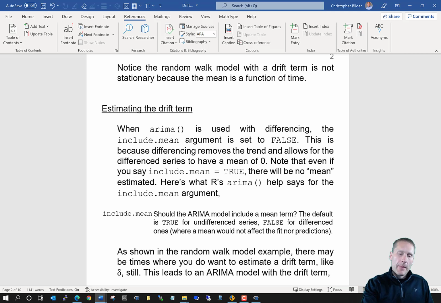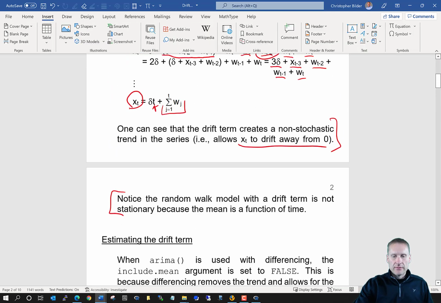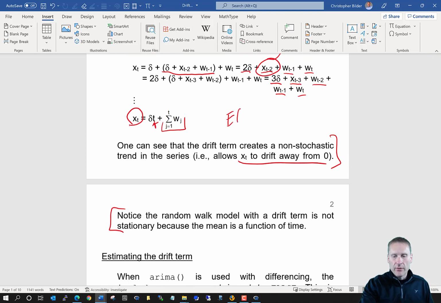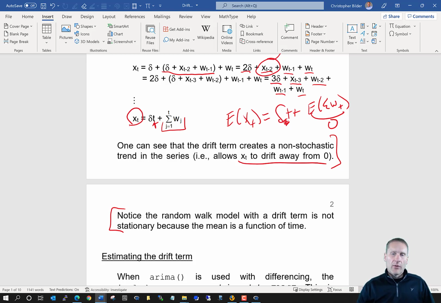Now, what this is also going to mean is that, if I were to take the expected value of x of t in this situation, it's going to be delta t plus the expected value of the sum of these w's. This sum, oops, it should be delta times t. This sum is going to be 0, or the expected value of that sum is going to be 0. And so we can see that now we have non-stationarity in the mean.